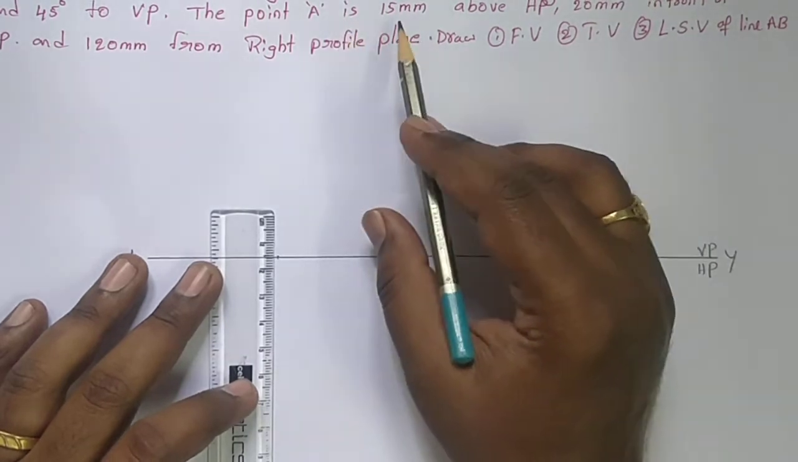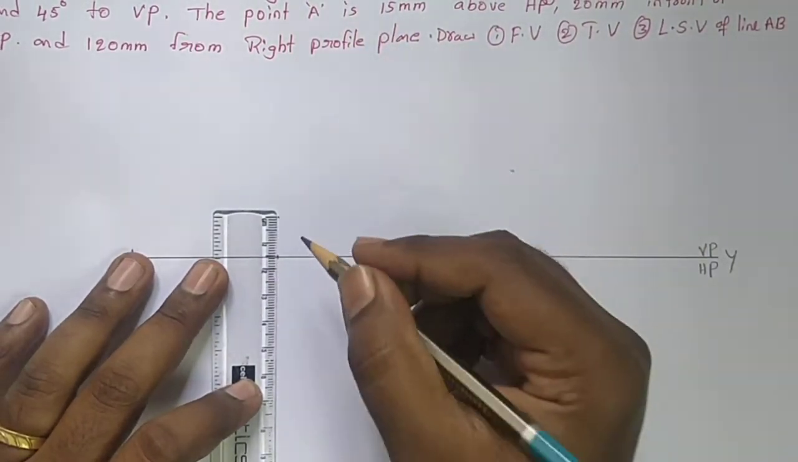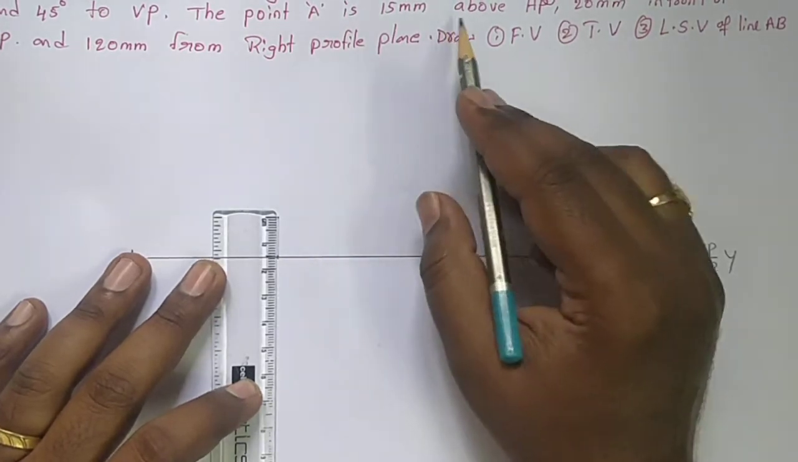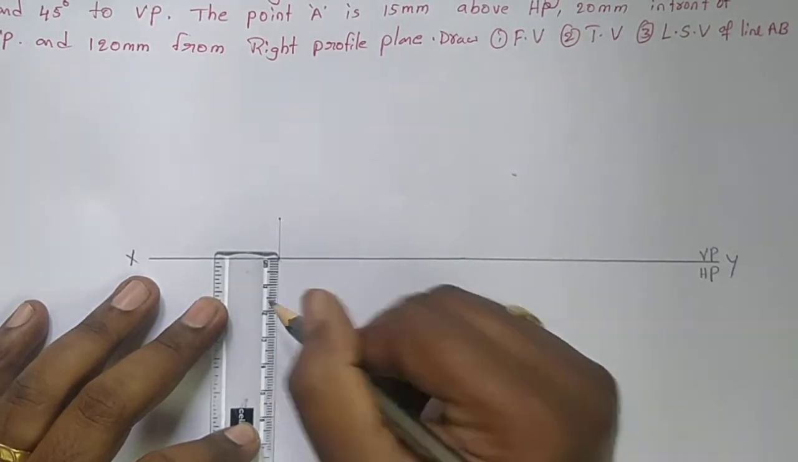First draw the 15 mm above HP. It is the locus of A dash because it is the front view. Next, 20 mm in front of VP. 20 mm in front of VP.